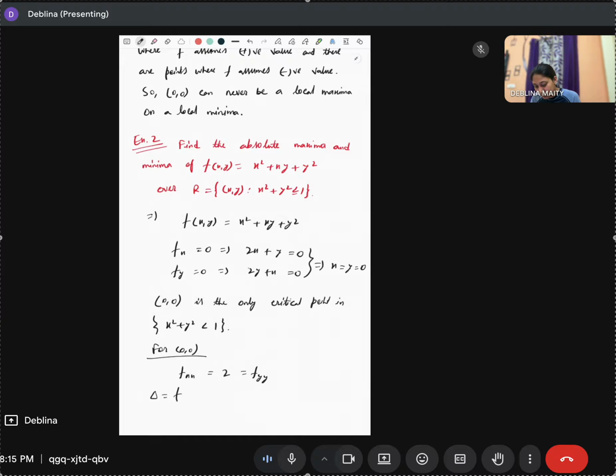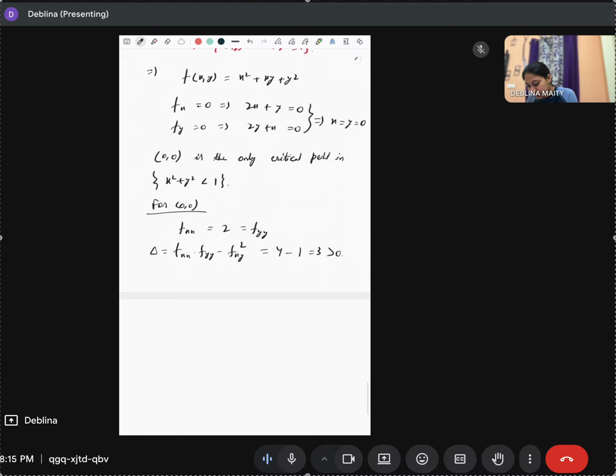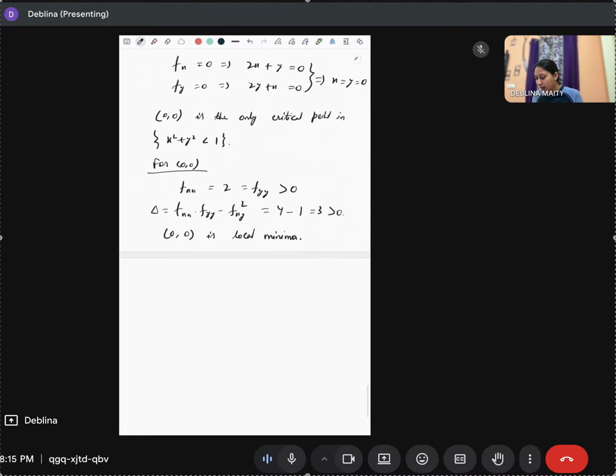So this delta will be fxx fyy minus fxy square, which is 4 minus, fxy is 1. So it is 3, it is greater than 0. This means at (0, 0) delta is greater than 0 and fxx is greater than 0. So it is a point of local minimum. (0, 0) is a local minimum, right? Now we have to check for the boundary.